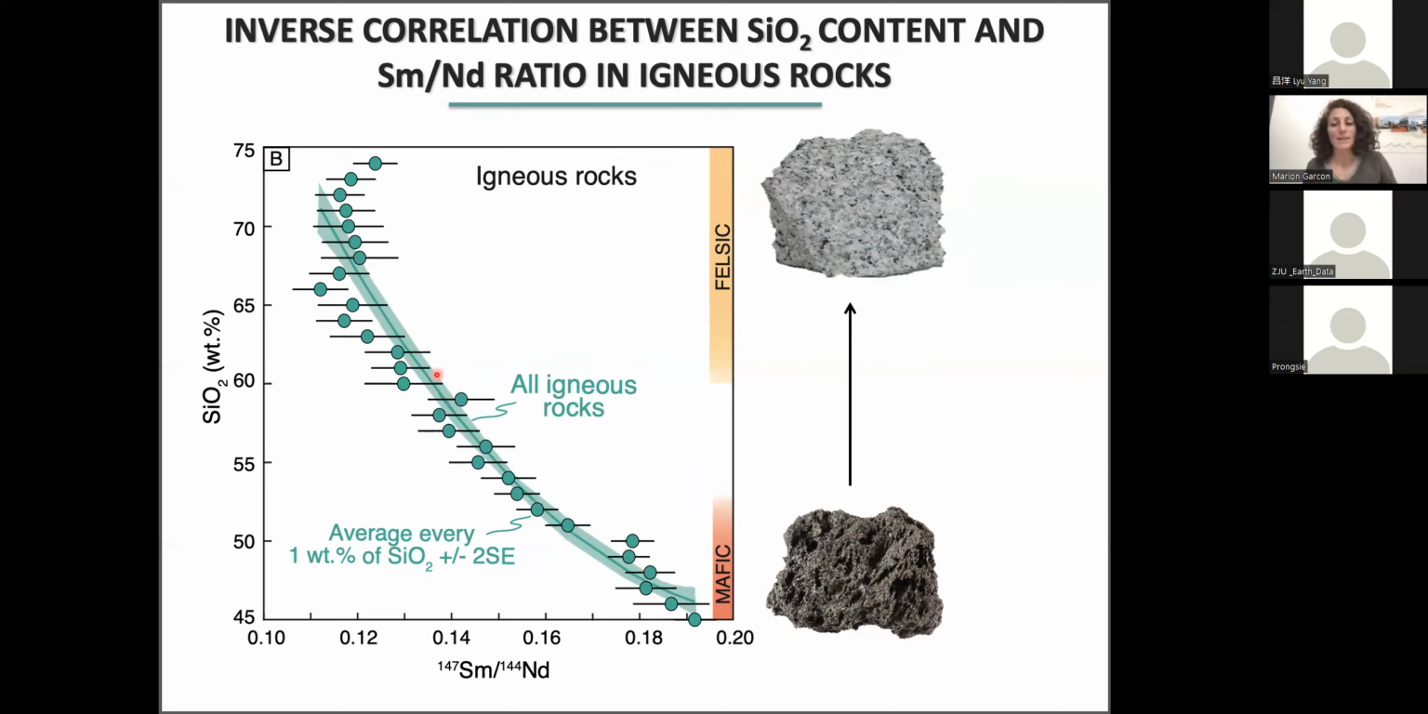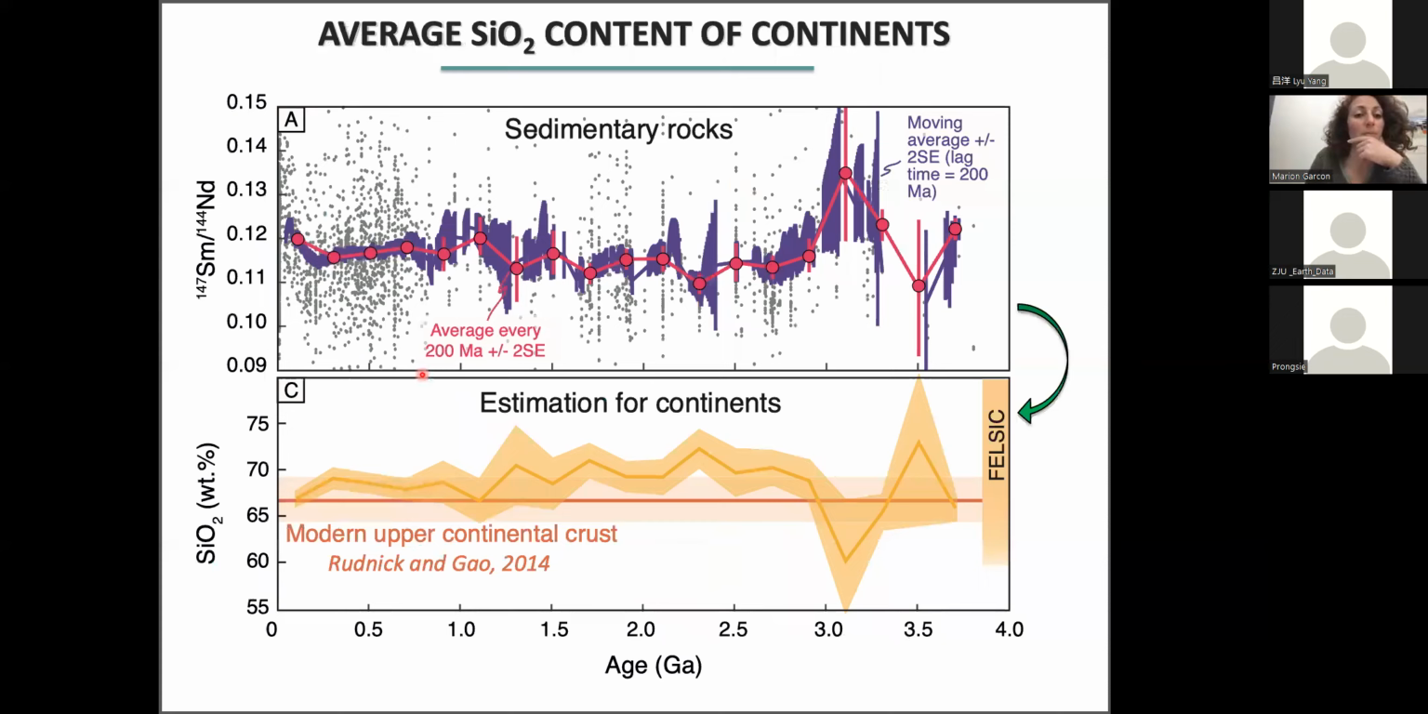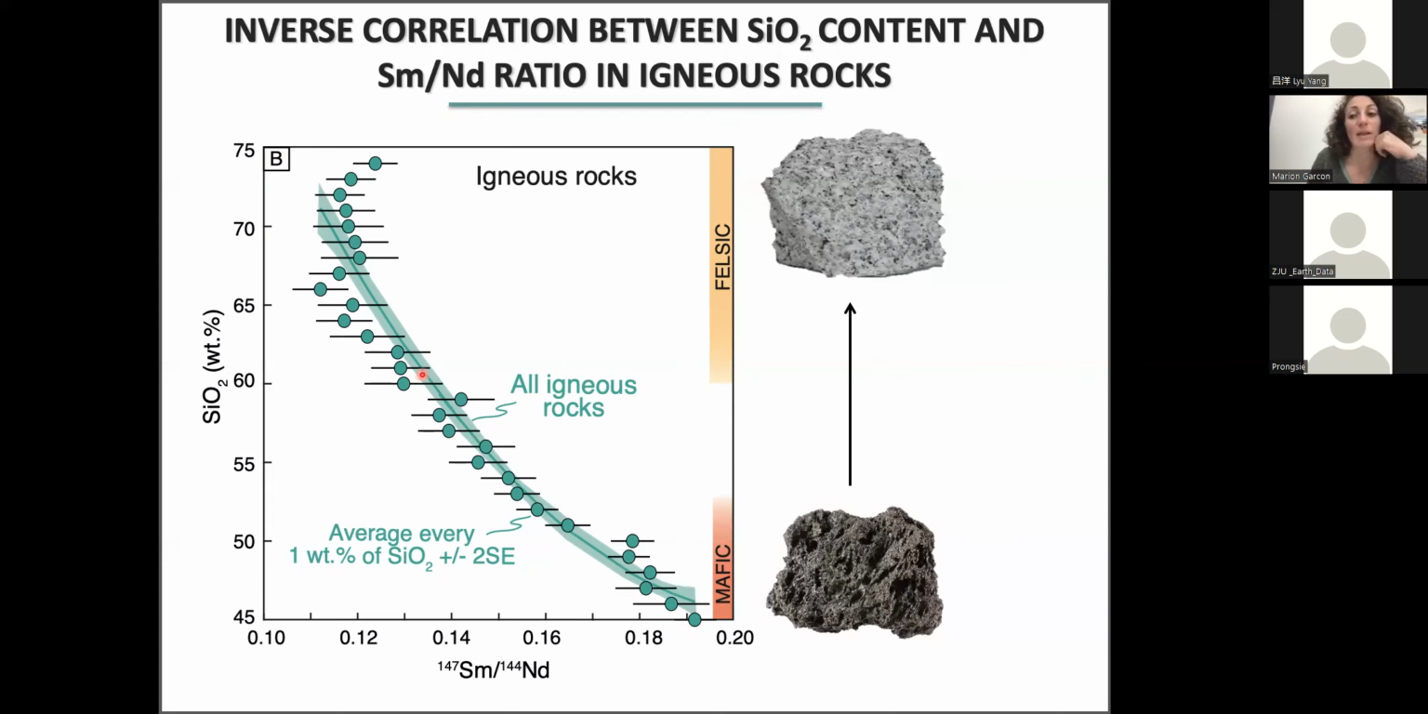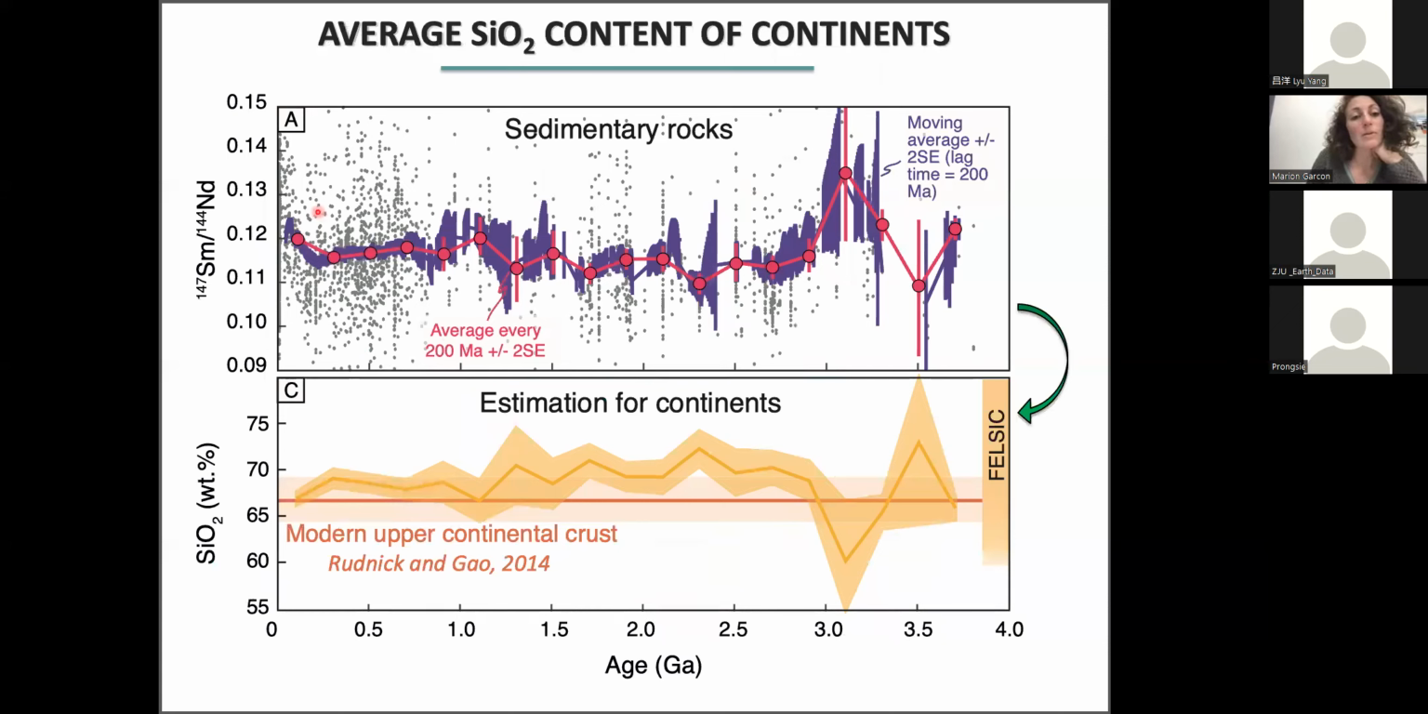And so what I did here is that I used the samarium neodymium ratio of the sedimentary rocks through time to convert it to silica content using this equation, this regression that I have in igneous rock. So here I'm showing the samarium neodymium compilation of sedimentary rocks, okay? In the first panel here, you have the binned average in pink and the moving average in purple. This is just to show that the two types of averages give the same responses, okay? So it's not sensitive to the way I'm calculating the averages.